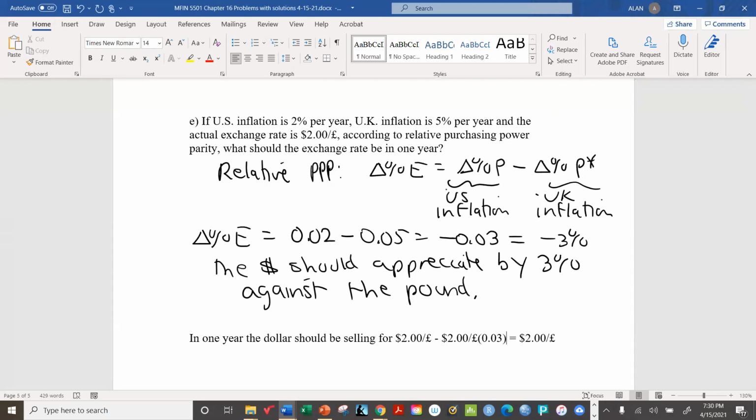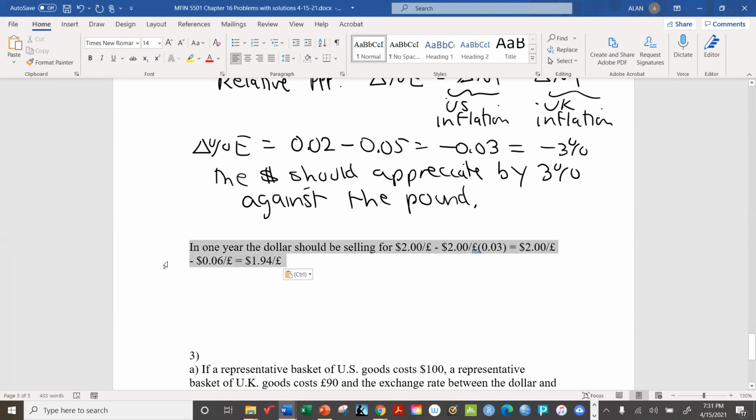Okay, so it's $2 minus 3% of $2. So it's $2 minus 6 cents per pound, which equals $1.94 per pound, if nothing else changes. So 3% of $2 is 6 cents. We subtract that, and we end up with an implied or predicted US dollar to pound exchange rate of $1.94 per pound.